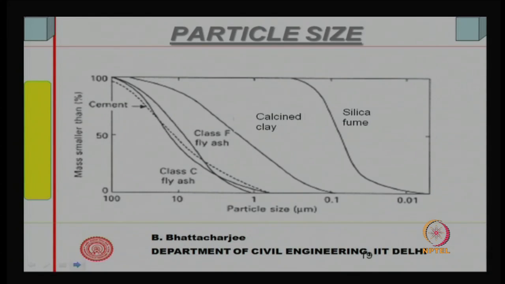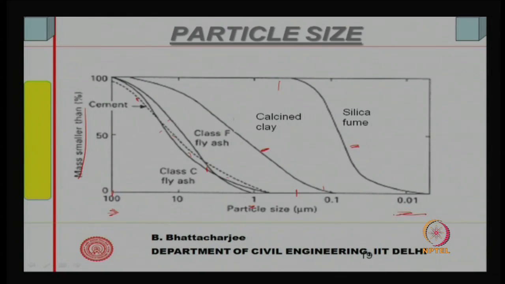If we look at the particle size distribution, the mass smaller than this size, 100 micron, and this is 0.01 micron. C fly ash is here. As I said, class C fly ash has got lime, and class F fly ash will not have lime. So, they have size very close to the cement, ordinary Portland cement, varying from 100 to 1 micron, right, 100% passes 100 micron, and so is the case of cement. Calcined clay is somewhere there, relatively fine, and silica fume is the finest, because almost everything is smaller than, let us say, 0.3 micron or so.